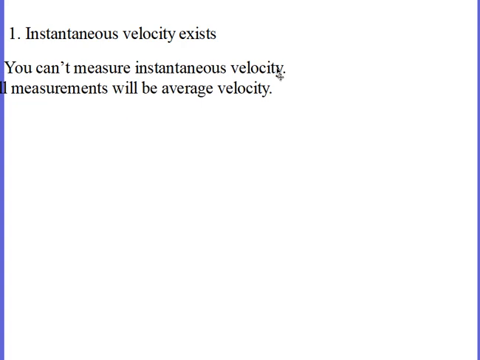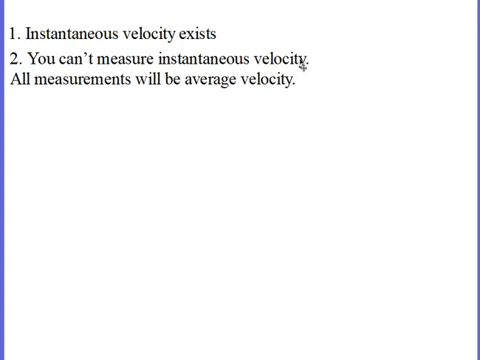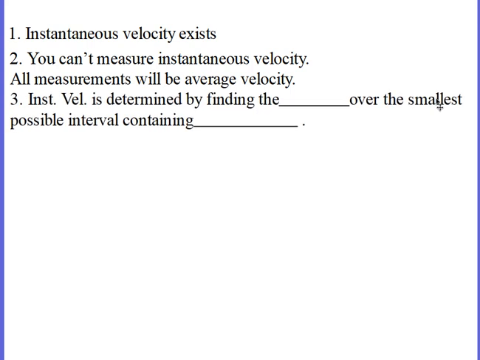I repeat what I have said before because it is so important to me. Instantaneous velocity is real. Things do have velocity at every instant, but you cannot measure it. All measurements will always be average velocities. If you're asked to find the instantaneous velocity, you will find the fill in the blank over the smallest possible interval containing fill in the blank.